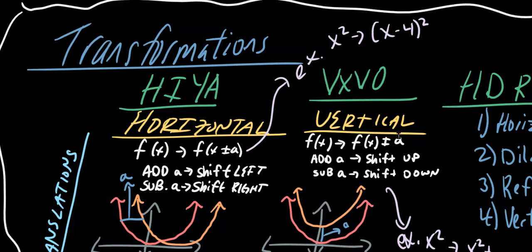And you'll have to remember that translations always involve adding or subtracting an a, that dilations involve multiplying by k or 1 over some k, and that reflections involve adding in a negative. But that was a lot for me. I remember VXVO by thinking of the music company Vivo.